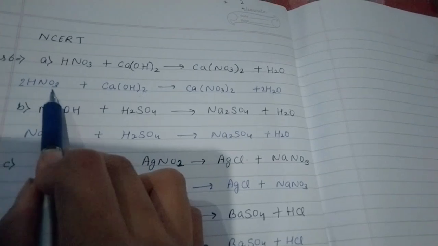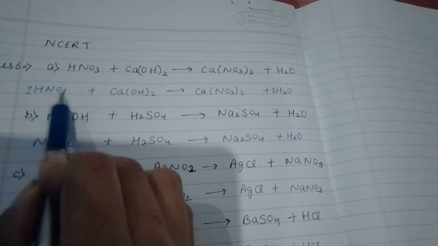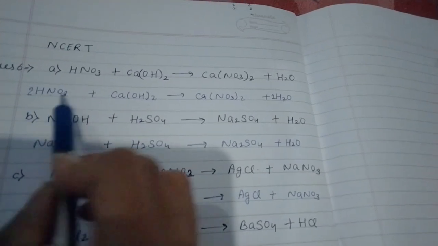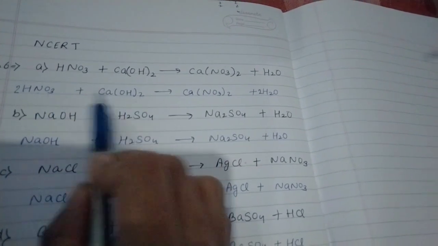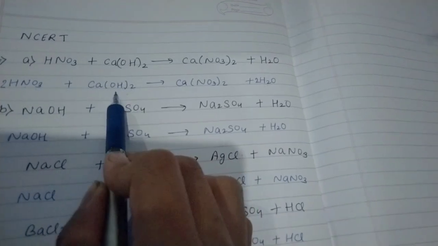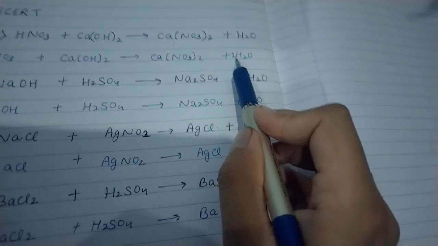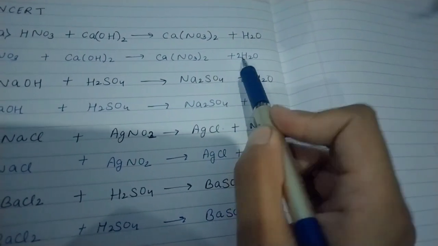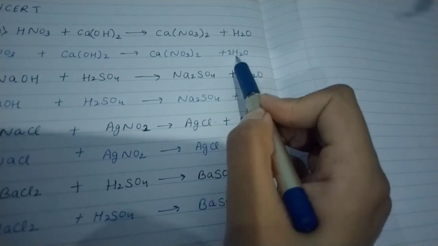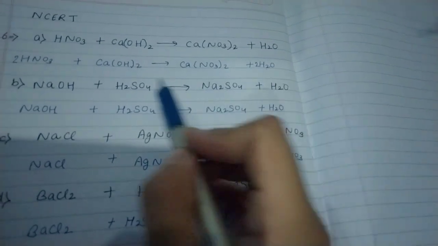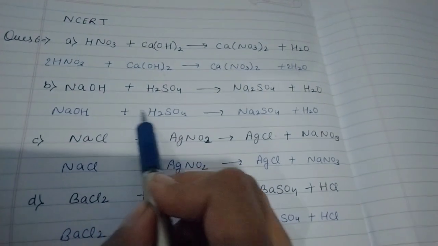The number of atoms of oxygen are 8 here, 6 in HNO3 and 2 in calcium hydroxide. So there are 8 oxygen atoms in the reactant side. 8 are in the product as well. You can see 6 are in the calcium nitrate and 2 in water as well. Now the equation is balanced. We will take another example.